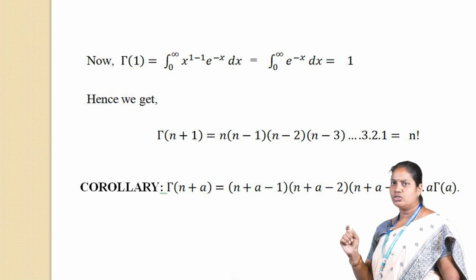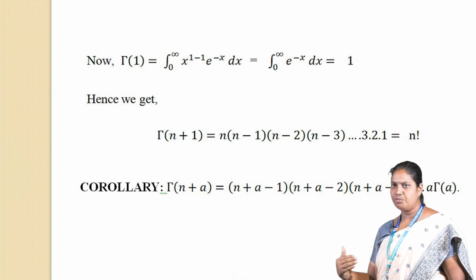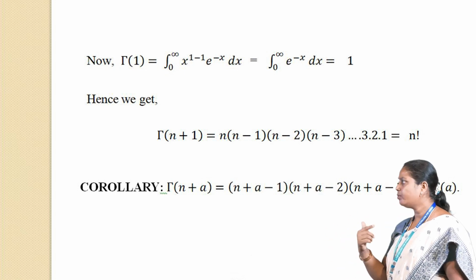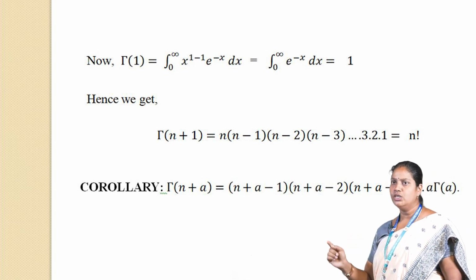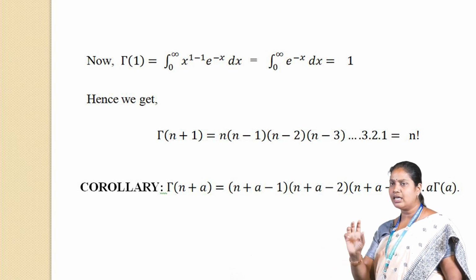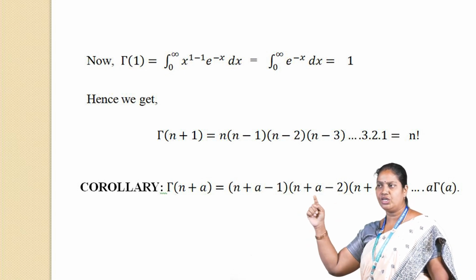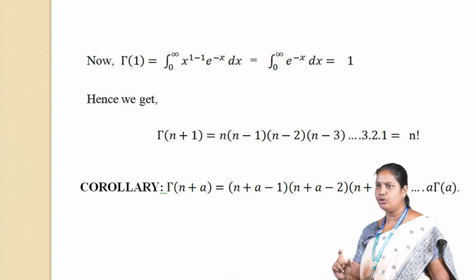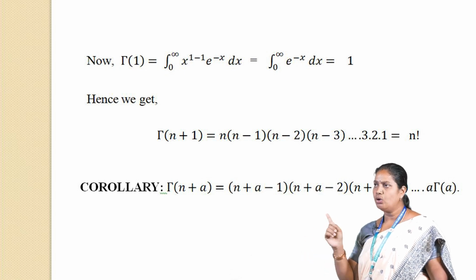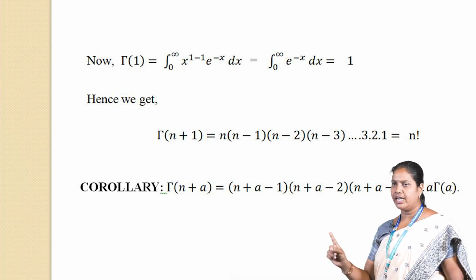Let us calculate. Gamma of 1, by the definition of gamma function, is nothing but the integral 0 to infinity x power 1 minus 1, where n is nothing but 1 here. So x power 1 minus 1 e power minus x dx, which is equal to the integral 0 to infinity e power minus x dx. And we know that the integral of e power minus x is minus e power minus x. If we substitute the limits 0 to infinity, for the upper limit it will be 0, for the lower limit it will be 1. So already there is a minus sign, and in the formula there is a minus sign, so minus into minus is plus. So we will get 1.